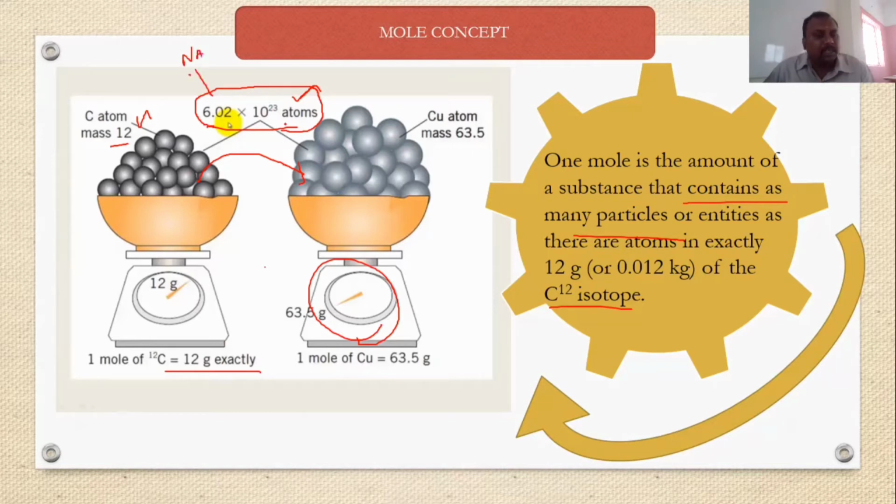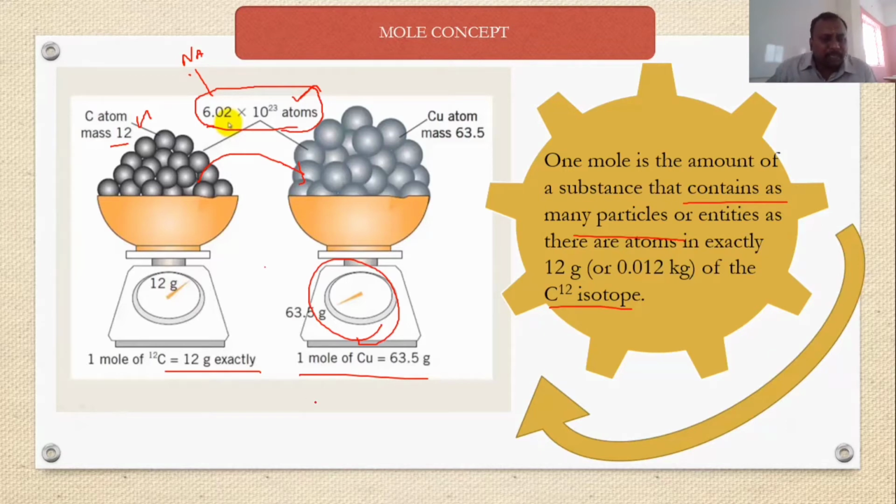So the same number of atoms of other elements, whatever weight comes, that will be called as 1 mole. For example, 6.023 into 10 to the power 23 atoms of copper weight will be equal to 63.5 gram. That means 1 mole of copper is 63.5 gram. Do you understand what is the mole? Mole ங்கிறது வந்து என்னது?